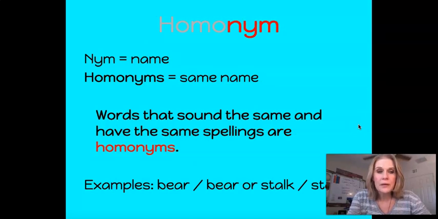Homonym. Nym means name. So homonyms have the same name. So words that sound the same and have the same spellings are homonyms. Here's some examples. Bear, or stalk and stalk, like stalking a person or a celery stalk. They sound the same, they have the same spellings, but of course they mean different things depending how they're used.